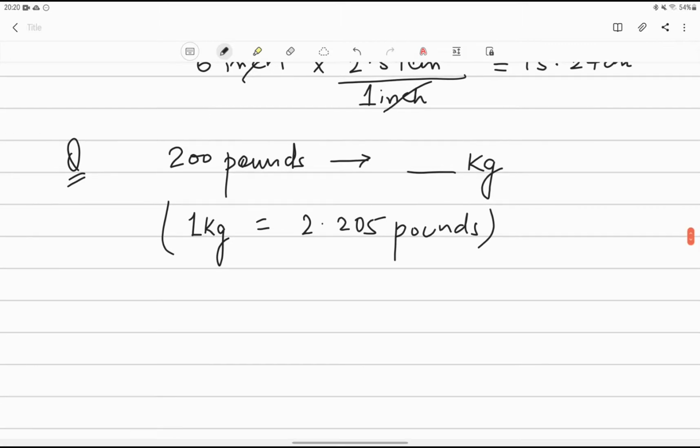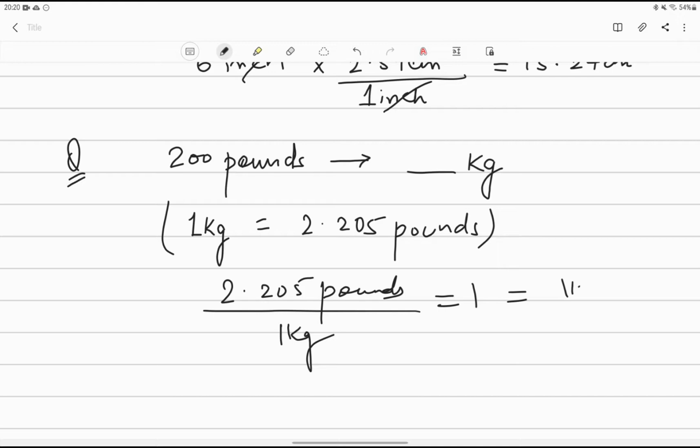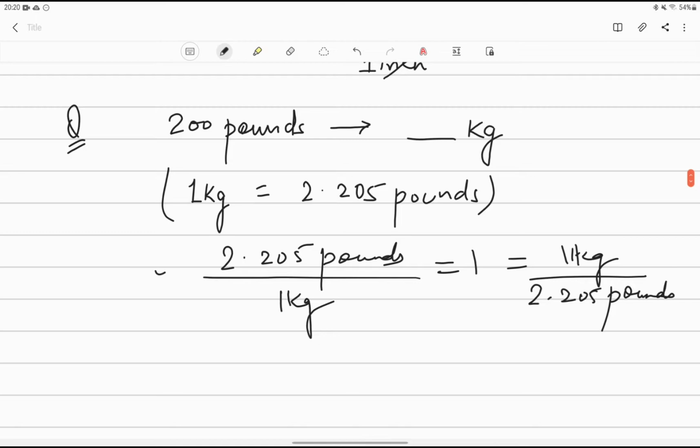Alright, so 2.205 can be written like this in unit conversion factor format: 2.205 pounds divided by 1 kg is equal to 1, or it can also be written as 1 kg divided by 2.205 pounds. Okay, so which factor to choose? Here we have one factor, here we have the second factor. So which factor to choose?